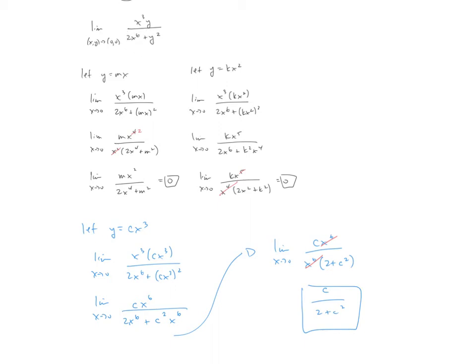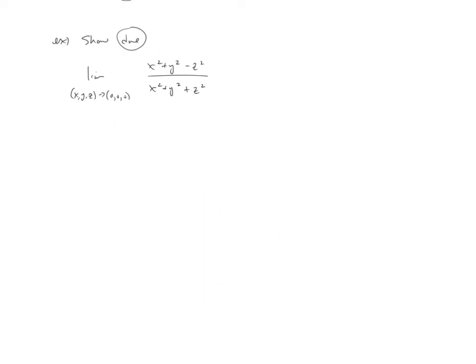Therefore, we've proven now that this limit doesn't exist, since, again, we're getting different values from it. All right, so this one we're going to work in a similar way, still showing that it doesn't exist, but I'm going to use a little bit of a different approach, one that you might find helpful depending on certain problems. And so, unlike using y equals mx, y equals kx squared, y equals cx cubed, we're just going to approach along different coordinate axes.